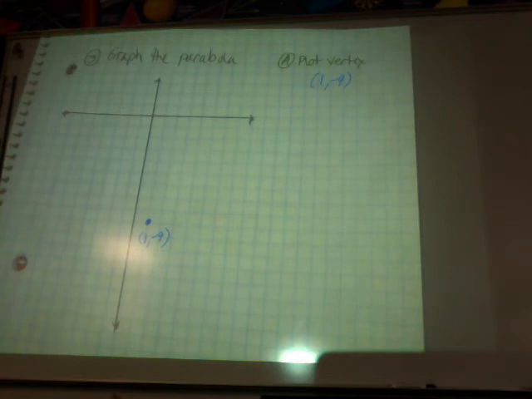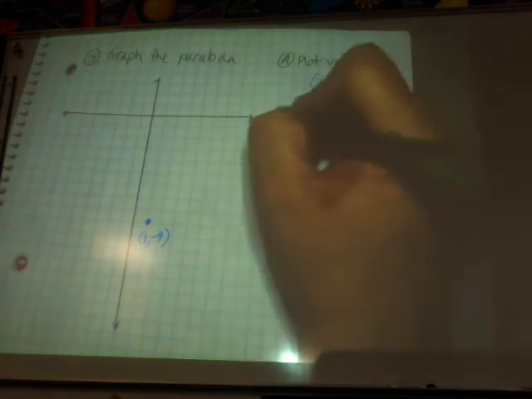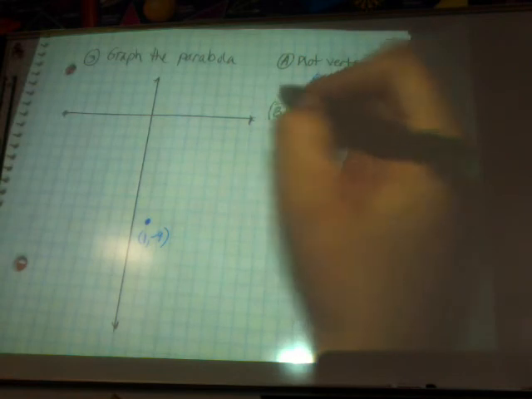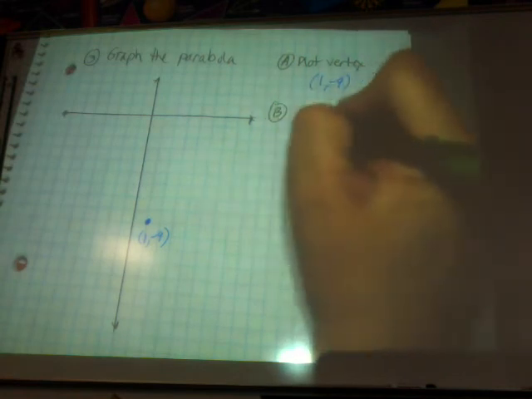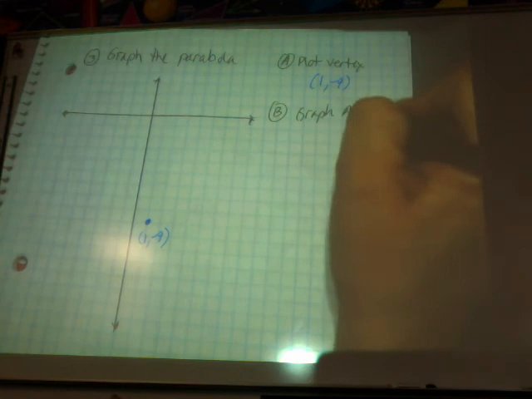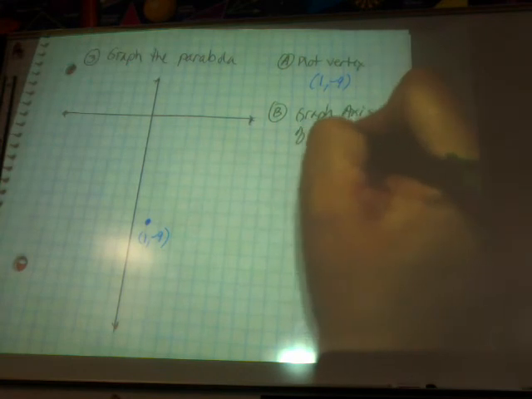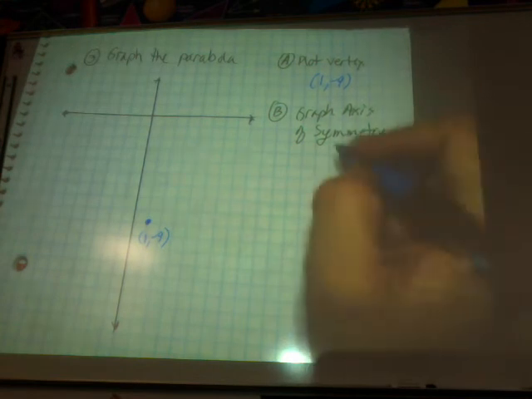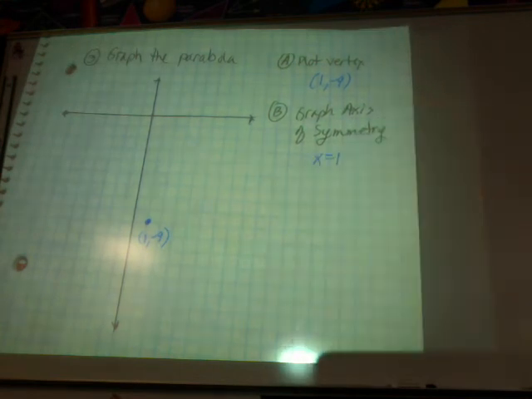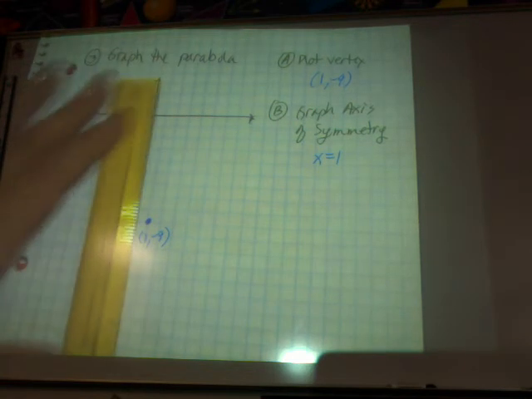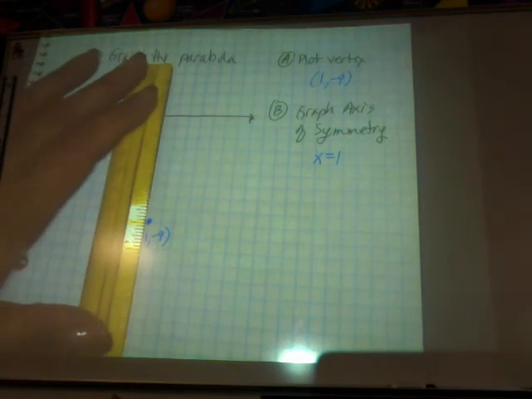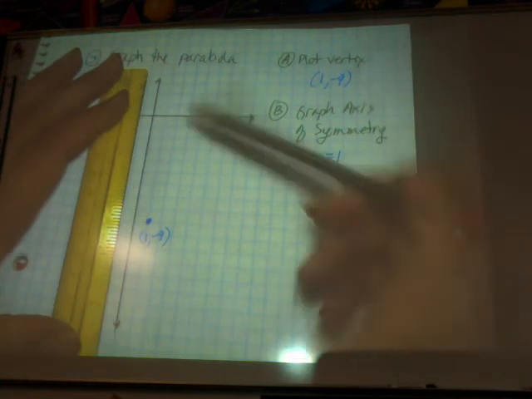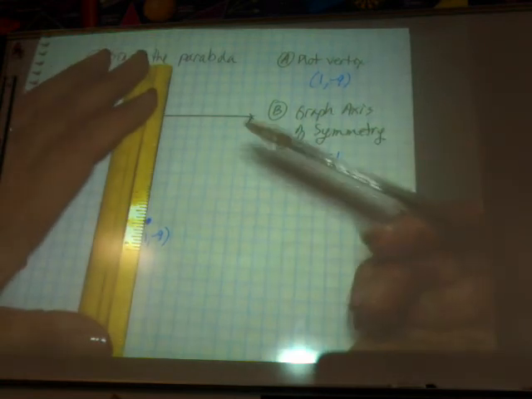Immediately, step 2 should be to put in your axis of symmetry. So graph your axis of symmetry. And in our case, we said it was x equals 1. Your axis of symmetry technically isn't part of your graph, so we have to make it a dotted line. So I'm going to take my ruler, because you have to use a straight edge, and I'm just going to put a vertical line straight through my vertex.